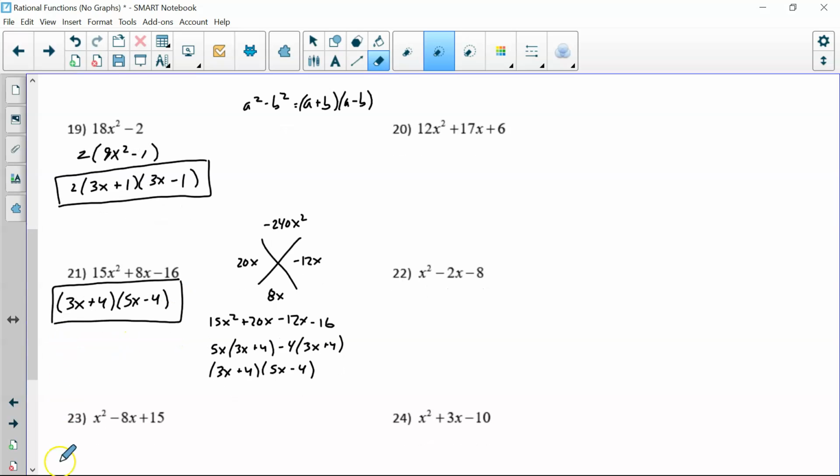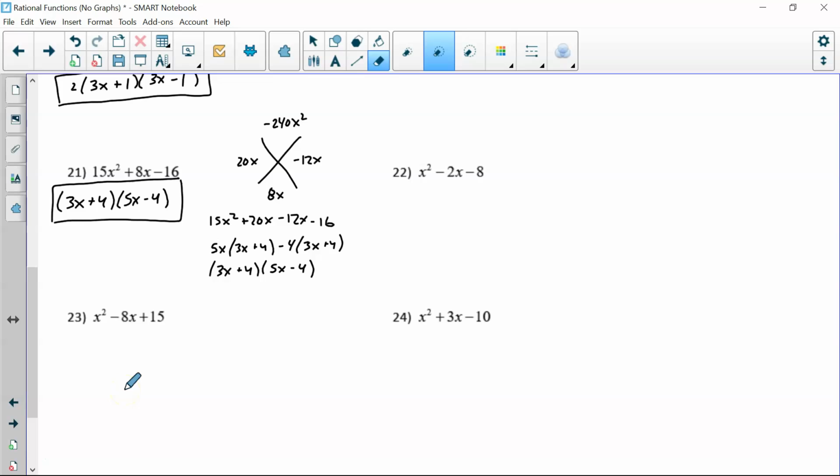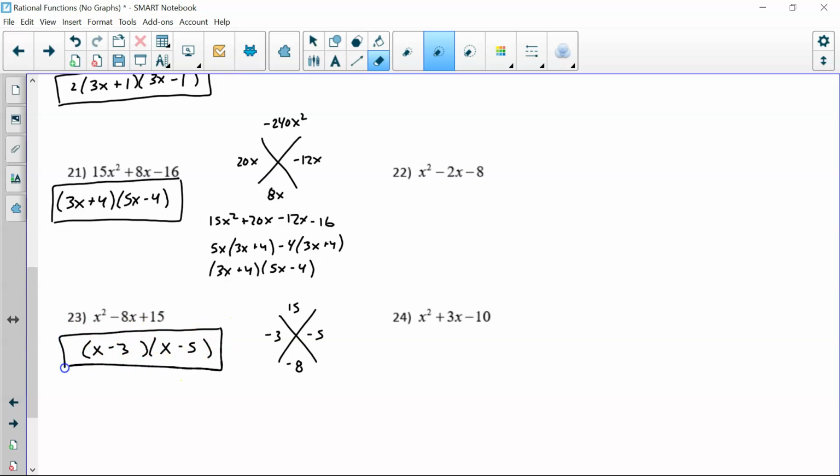And now the last one. Just an x squared out front, a little bit easier. So we have our x and our x. Now we want to think, what numbers multiply to 15 and add to negative 8? Last number is positive, so they have to have the same sign. Bottom number is a negative, so they have to both be negative. So negative 8 would be a negative 3 and a negative 5. So it's x minus 3, x minus 5, and we are factored.